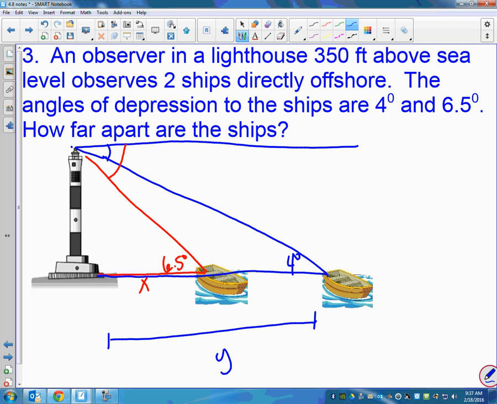Sometimes that gets a little messy, so if you label that, then you want to come off to the side and draw two triangles, one with the 6.5 degrees, one with 4 degrees. It kind of makes things a little bit easier, especially when you don't have different colors. This one's a lot taller lighthouse, right? This one's 350 feet.